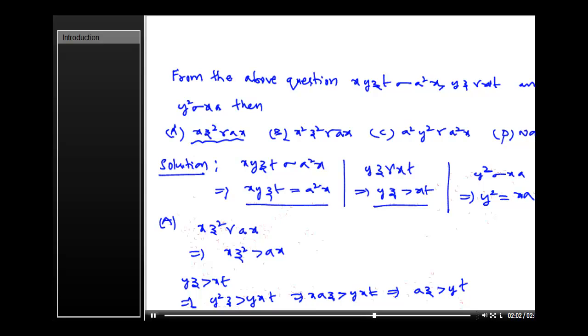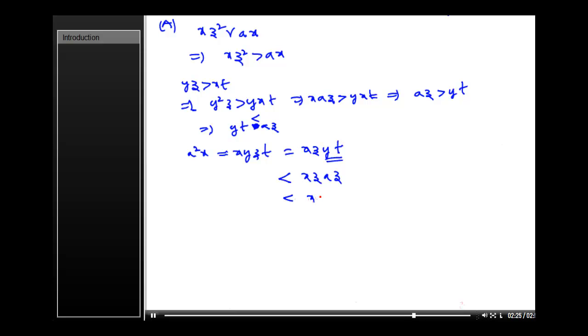Now consider this equation: A square X is equal to XYZT. That is equal to XZ YT. But YT is less than AZ. Therefore, definitely this has to be less than XZ AZ. That is less than X AZ square. That implies AX less than XZ square, cancelling A on both sides. This implies XZ square greater than AX. Hence we got the choice A as the answer. Therefore, choice A is implied from the given statement.